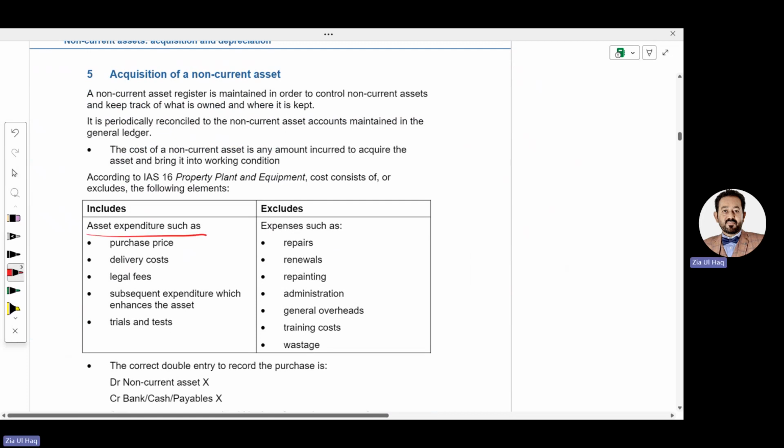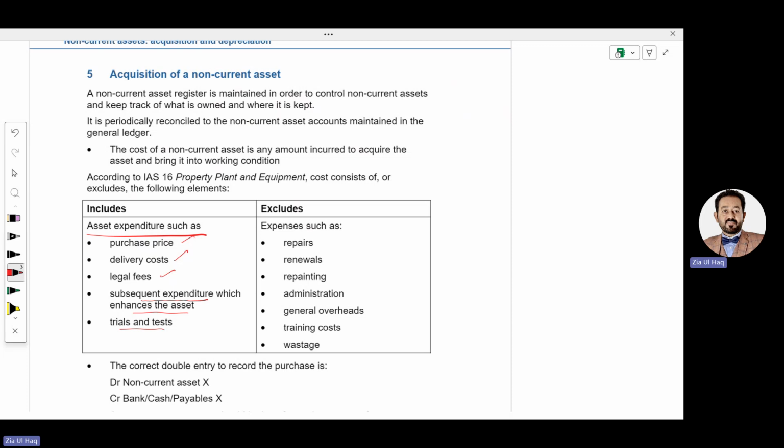Asset expenditure: what should be included in asset cost? Purchase price, delivery cost, legal fees like registration of land and registration of motor vehicles, and subsequent expenditure which enhances the asset's earning capacity. If it does not enhance earning capacity, it should not be capitalized. Trials and tests also count, because some assets cannot be used without them, so their testing cost will also be part of asset cost, meaning it should be capitalized.